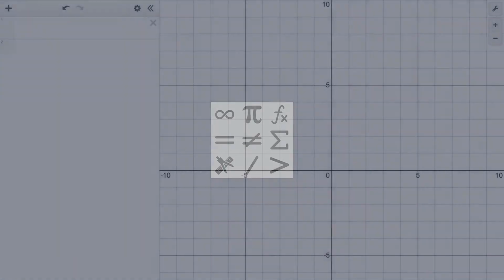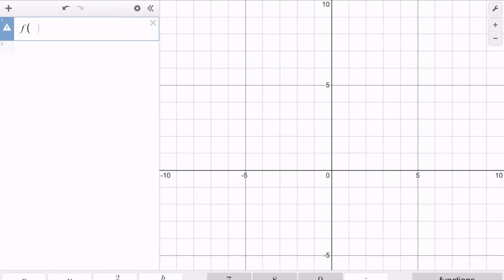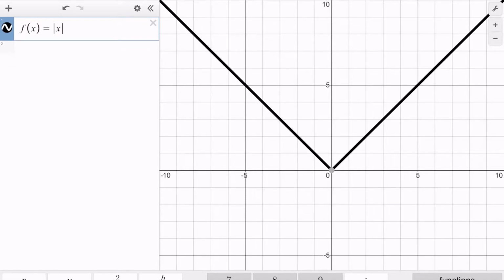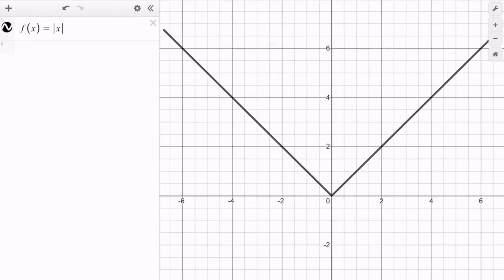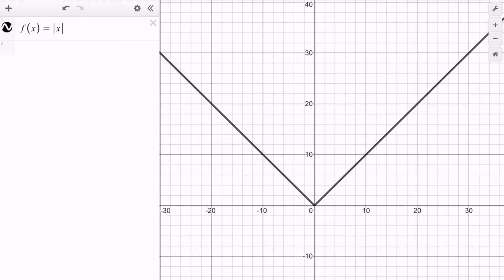So let's take a look at a variety of functions here. The first one we're going to look at is called f of x. We're going to call it f of x. And it's defined with this funny symbol, the two vertical lines, and we call it the absolute value function. Now, if you look at the graph of this, it ends up being just like a V, always positive, above the x-axis.